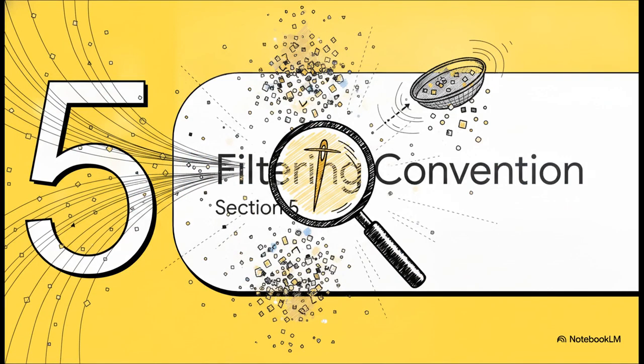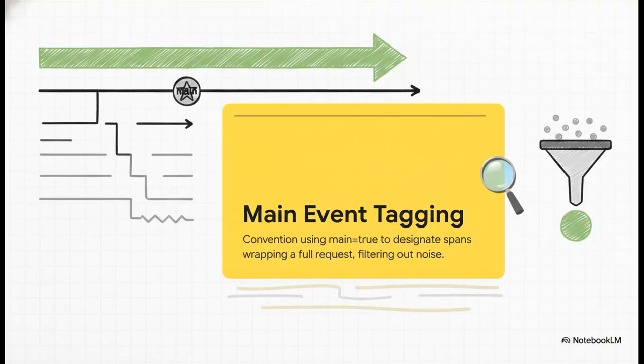Let's wrap up with Section 5, the filtering convention. Okay, so with all this incredible, rich data flowing in, we obviously need a standard way to find the needle in the haystack. By tagging your most important high-level wide events with a simple attribute, something like main equals true, you can quickly query the overarching work a system does without getting completely lost in granular subspans.